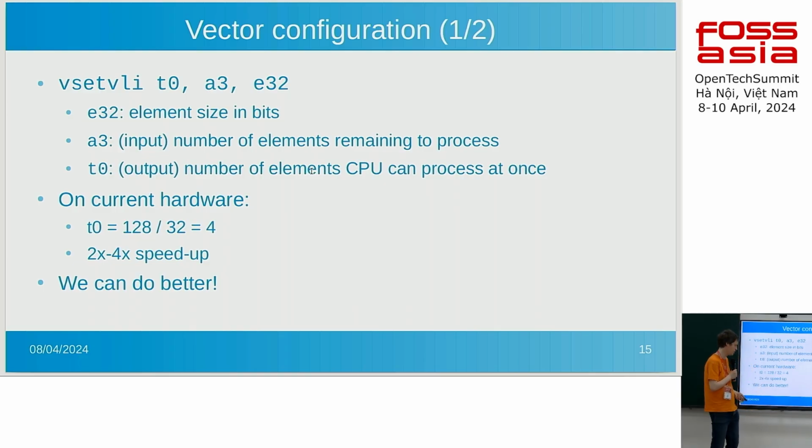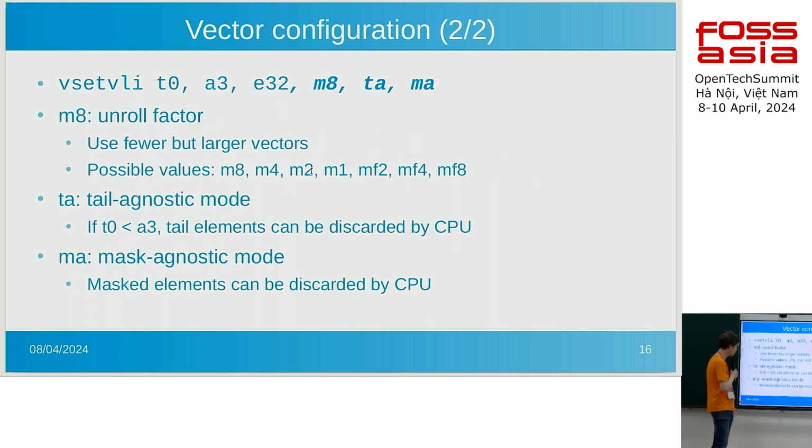Of course, it depends on the hardware, but we can do better than this. This is significant, and if you pay per minute of your VM runtime on some cloud service, increasing your performance by 4 times is a huge cost saving, but we can do much better than this. So there are additional parameters we can add here: M8, TA, MA. And M8 is officially called the group multiplier, but it's essentially an unroll factor, which I will explain.